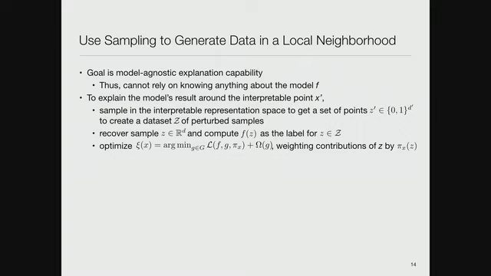And then we recapture the sort of closest point to this simplified representation. We can calculate what its answer should be, and that becomes the label for that point. And so now we train a simple model to predict the label that the complicated model would have predicted for the point that we've sampled.